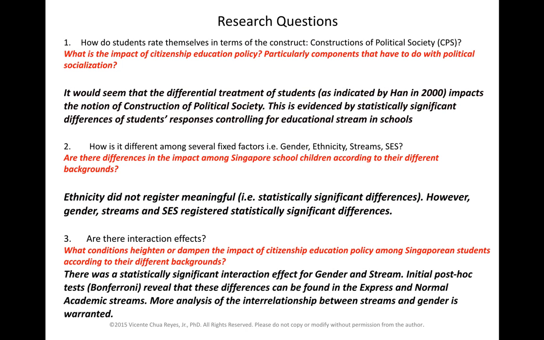Third question, are there interaction effects? There was a statistically significant interaction effect for gender and stream. Initial post-hoc tests using the Bonferroni correction method reveal that these differences can be found in the express and normal academic streams. More analysis of the interrelationship between streams and gender is warranted. Again, possible implications of this would be, if the ministry wants to tweak the implementation of civic capitals, how does the current method of streaming students have an impact on that? Because our findings reveal that it does have an impact.